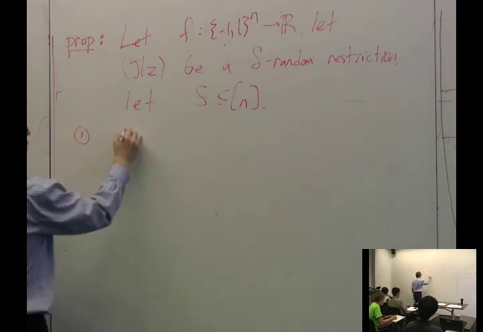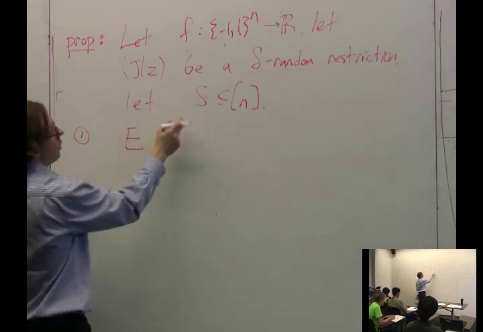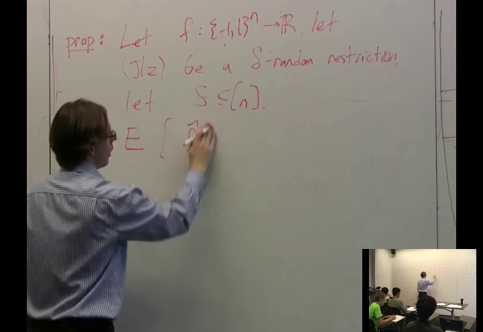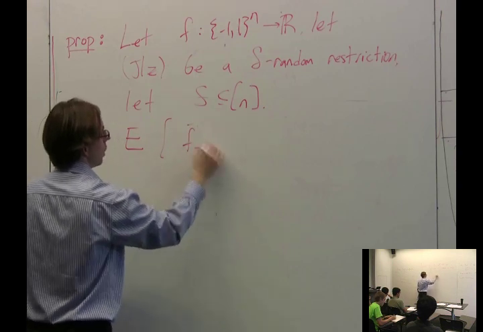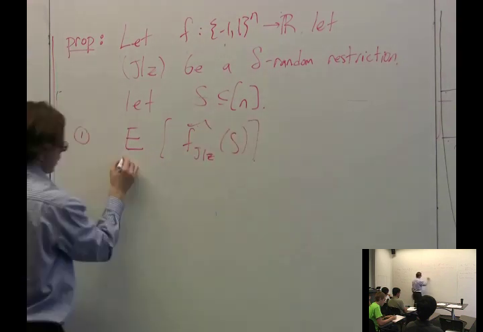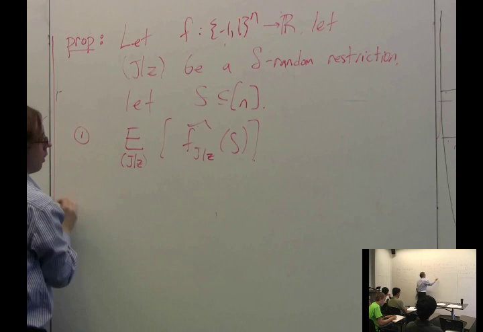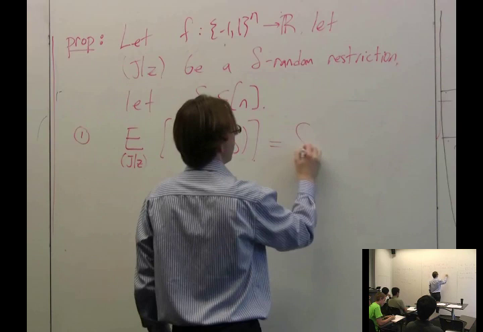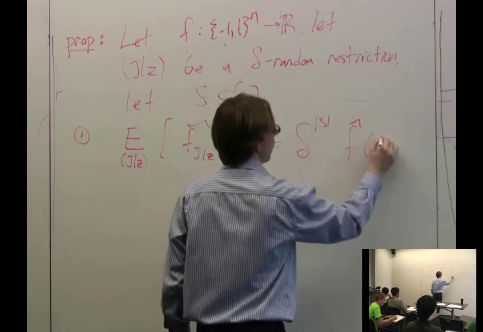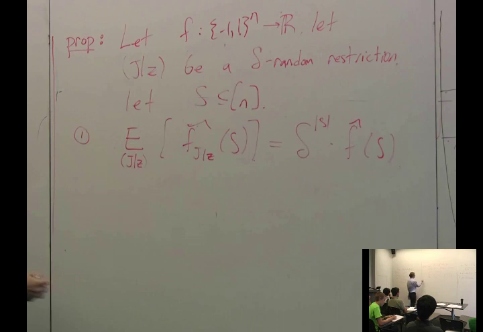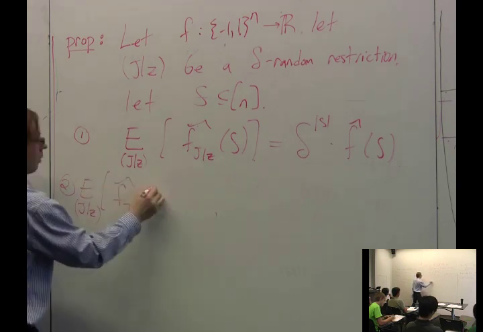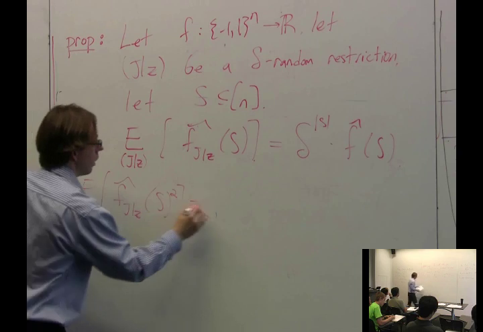Okay, so here are the two formulas. The first thing we'll be interested in is just what's the expected value of the restricted function's S Fourier coefficient. So this is the expected value of f restricted, over the random restriction. And that will have this nice formula: it's delta to the cardinality of S times the original Fourier coefficient. And 2, we're also going to need to know the same thing, but for the square. And that's slightly more complicated.